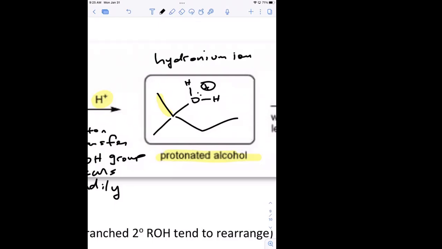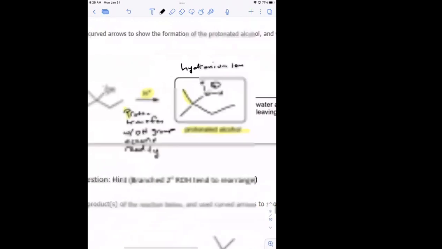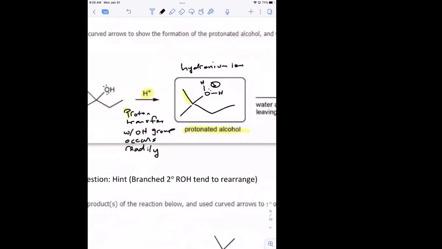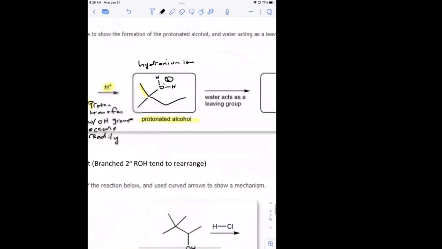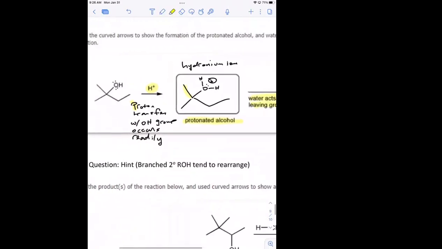What's the purpose of that proton transfer? What do you think is going to happen now? It's kind of giving you right here. It says the water acts as a leaving group, but let's go back to here because we didn't do what it asked. It asked us to put curved arrows in. So how would you show the proton transfer using a curved arrow depiction or illustration?